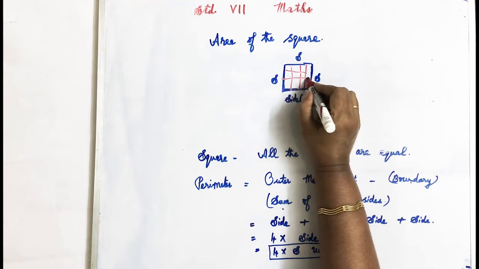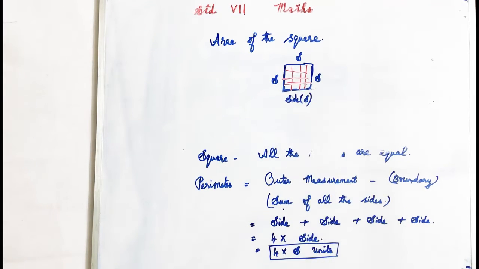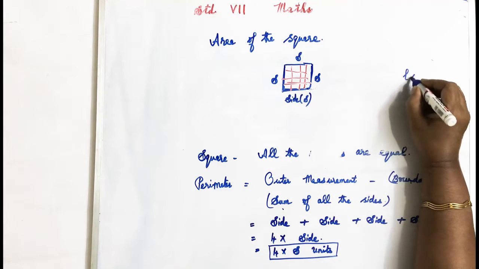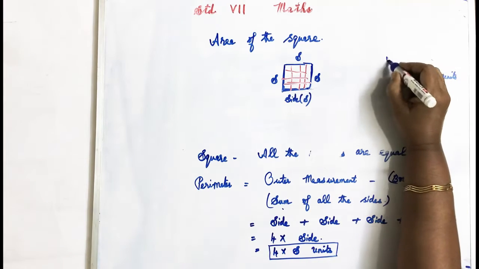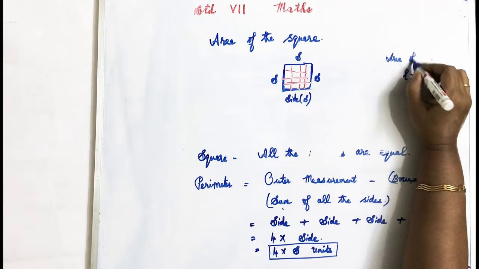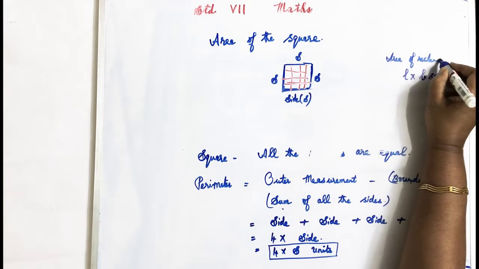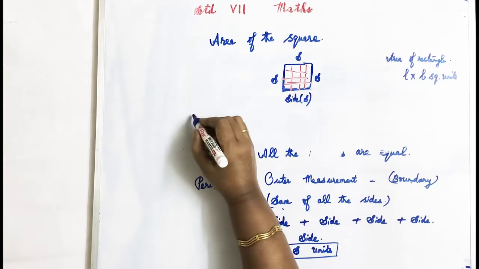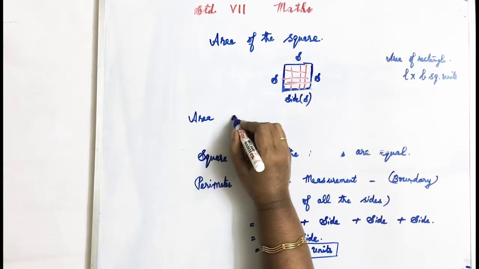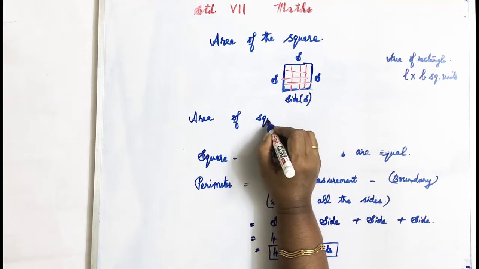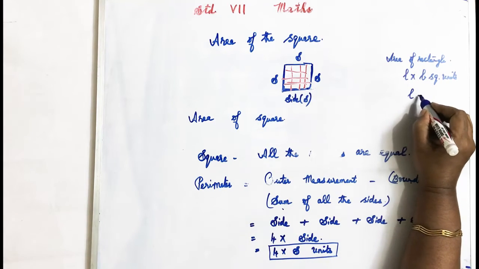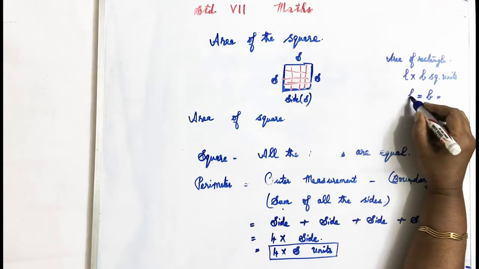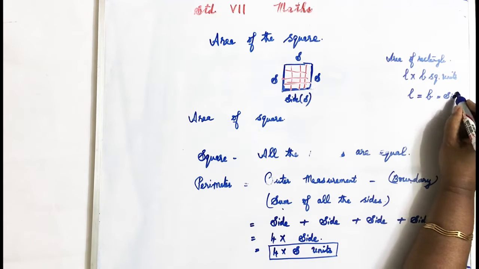So this is the space occupied. And what is the formula to find out area of rectangle? We studied already, L into B square units. This is the area of rectangle. Now if you come to area of square, in the square already I have told you L is equal to breadth, that is length is equal to breadth, that is equal to side.